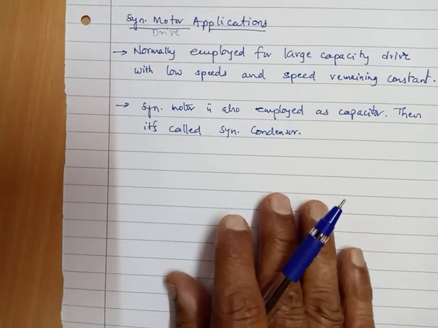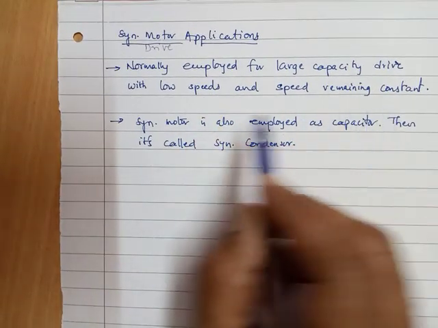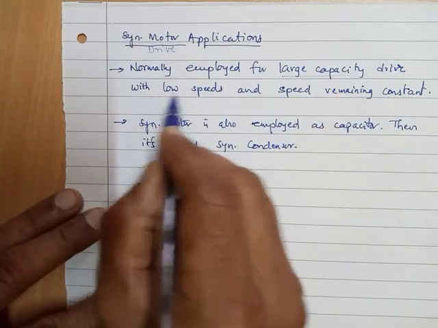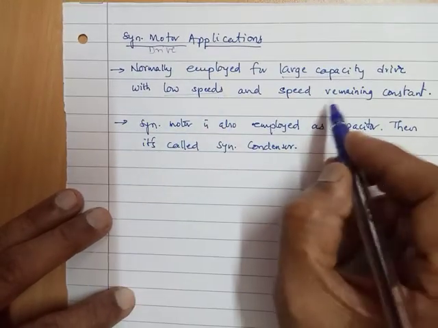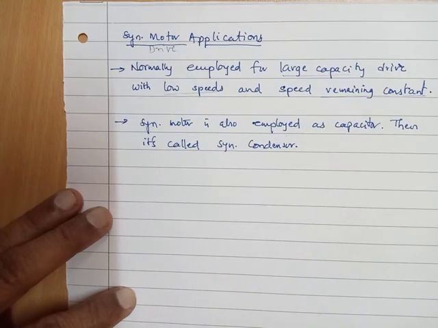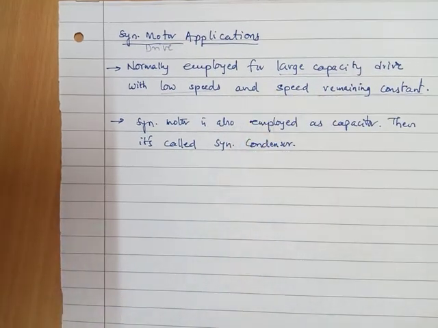Okay, look at this. What I expect you to keep in mind is large capacity, low speed, and speed almost constant. These are the three aspects to be kept in mind when we think of the synchronous motor. Is it okay? Good. So with that, we are coming to the end of synchronous motor drive.